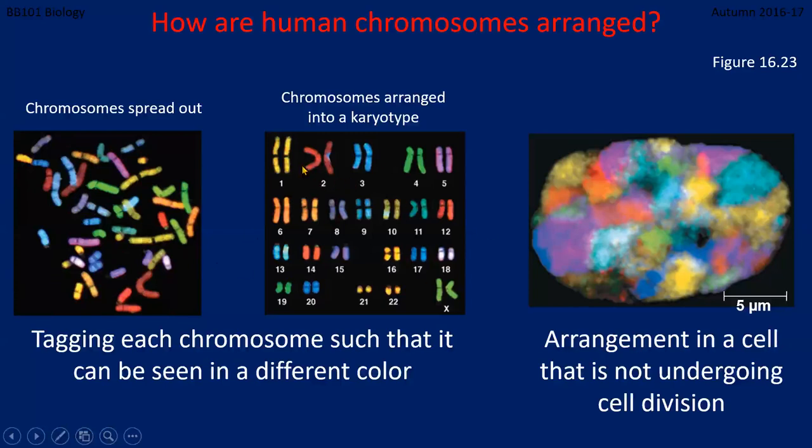This is a fluorescence image, and here the chromosomes are arranged into the karyotype, but inside the cell it is a very different situation. When the cell is undergoing the cell division process, the chromosome looks like this. Otherwise, it is mostly disarranged, and you can see a lot of blurry image here. This is how the chromosome looks in a normal cell.